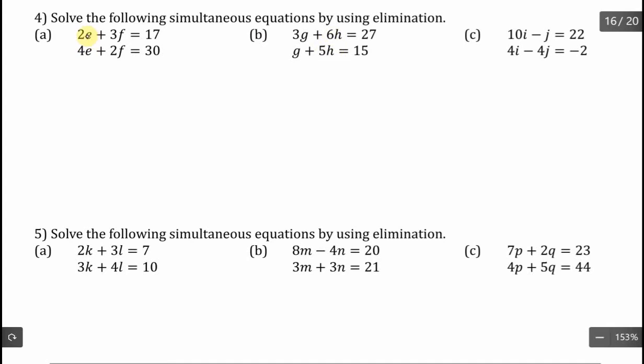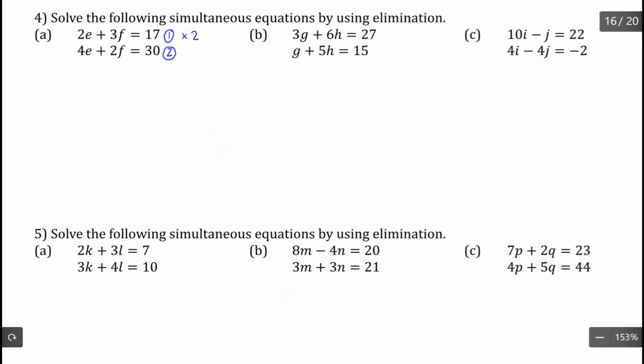So how could I get the same number of e's? Or how could I get the same number of f's is what should be going through your head right now. The e's would definitely be easier in this case because I could just double the first equation, and that actually reminds me I should label these equations, and I'm going to double the first one.